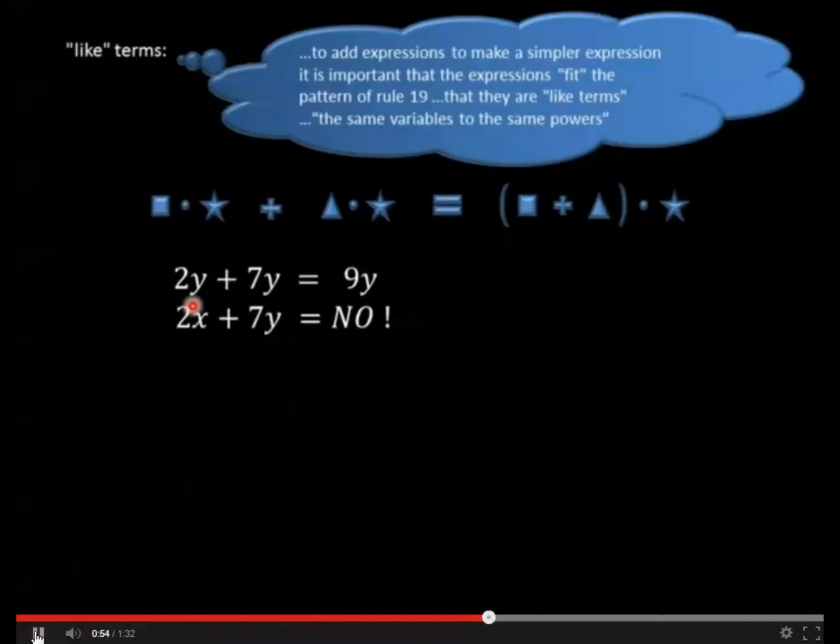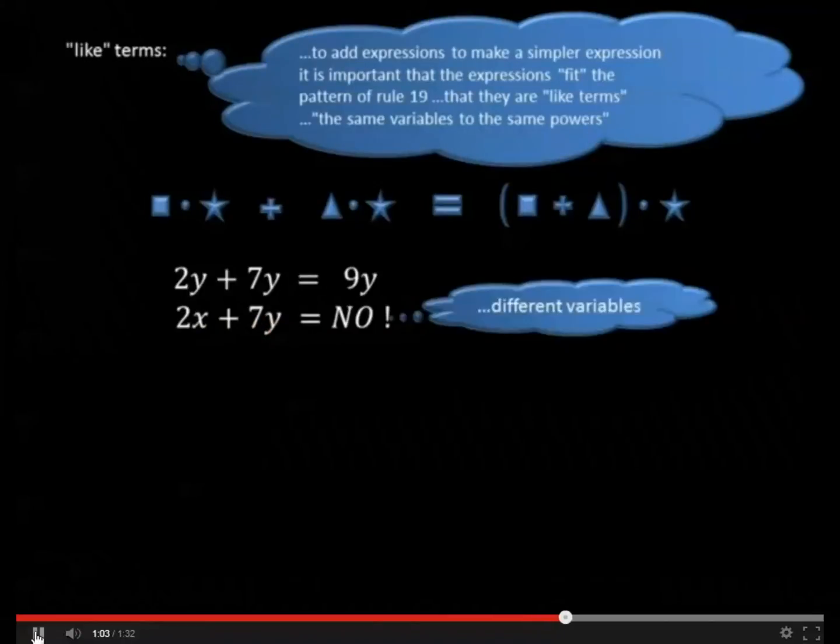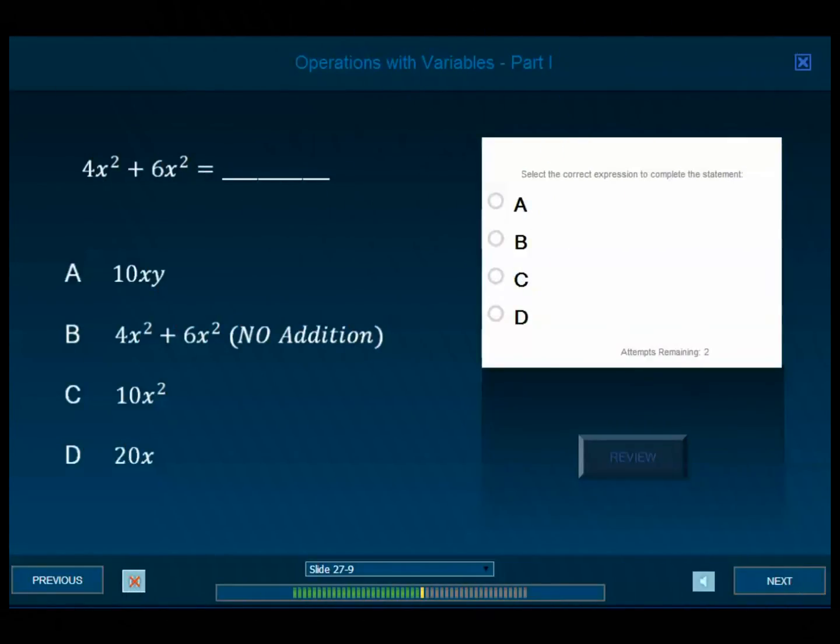This does not fit the pattern of Rule 19 because here we have x and here we have y. We do not have the same variables. We have different variable factors. So we do not fit the pattern of the rule. According to our definition of like terms in Rule 19, 4x squared plus 6x squared equals what?